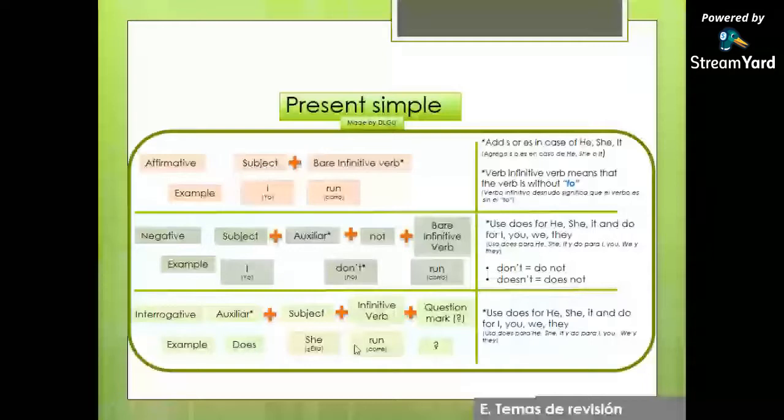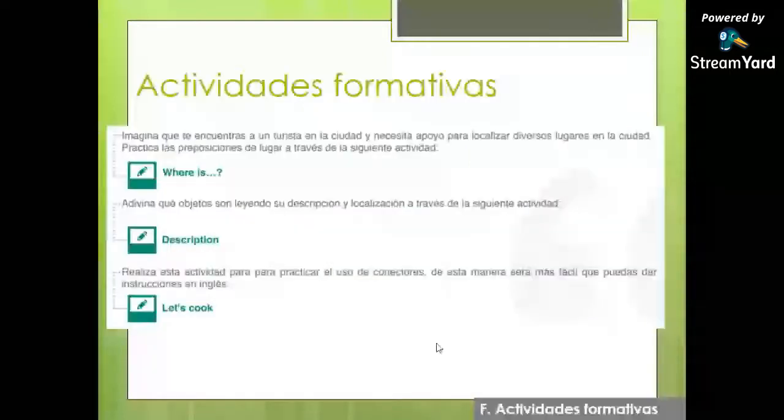And finally, the formative activities. We have 3 activities of this. Where is? You need to do this activity because it gives you the description of the location of different things. Also, there is another activity, description, where you are going to practice how to describe things, and the use of connectors in English.